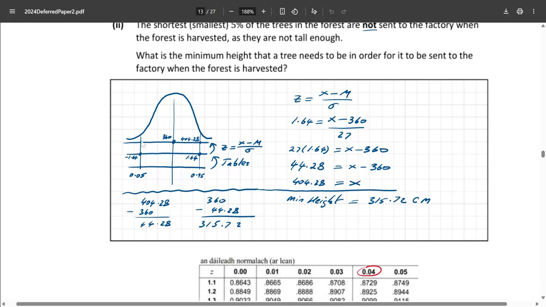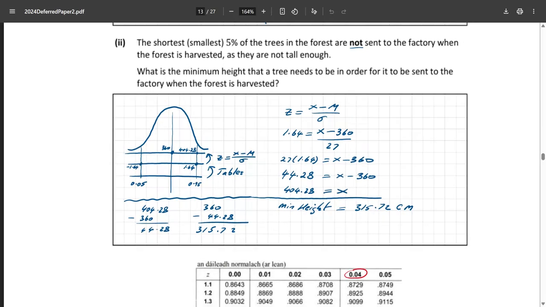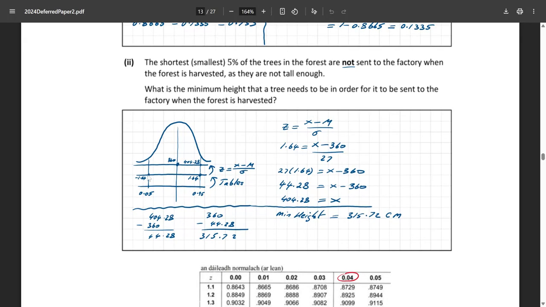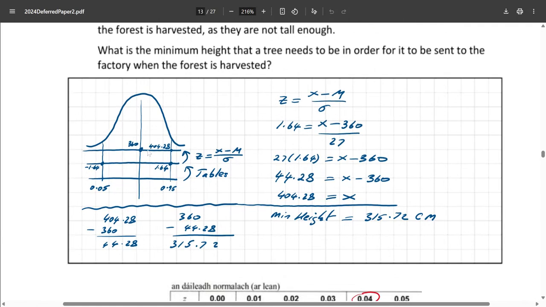Now, of course, this is the point we're after, because we're talking about the shortest 5% of trees. But again, by symmetry, if you subtract this minus this to get the gap, and then get the same gap again, you'll arrive down here. So you take your 404.28, subtract your 360 to get this gap, 44.28. Subtract that again from 360, and you're down to this point here, which is 315.72, and that's the magic number. That's the minimum height of trees that we'd accept for the factory. 315.72.